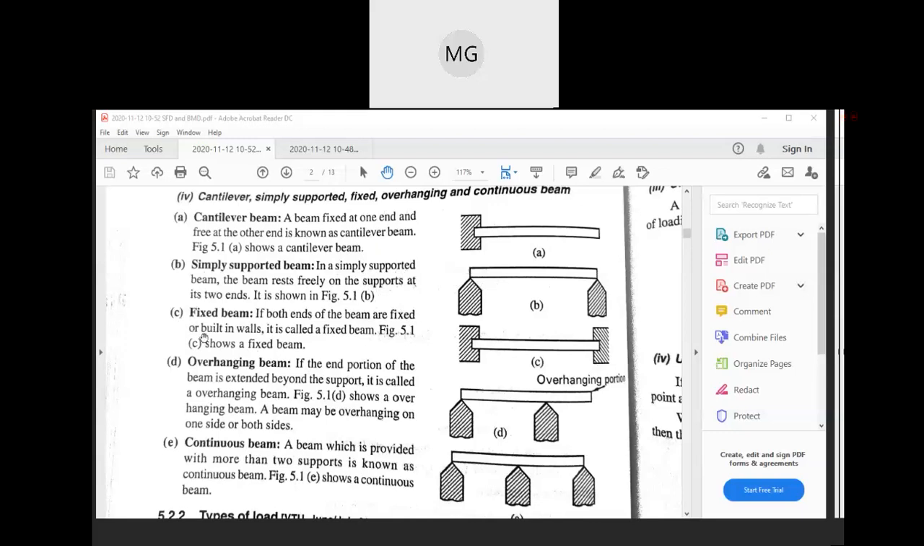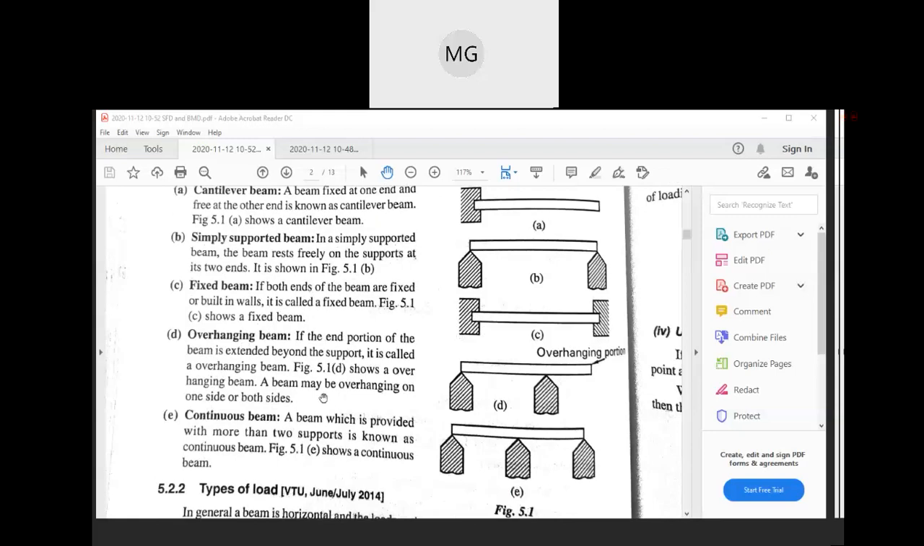Fixed beam. So here both the ends are fixed. It's called built-in walls, or if it is a metallic frame, then you can use nut and bolt, or you can do the welding. So two ends are fixed.